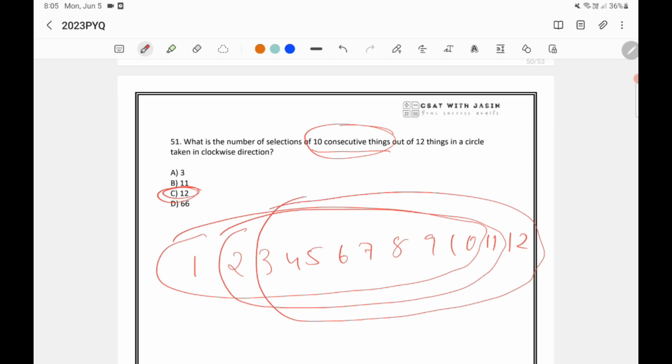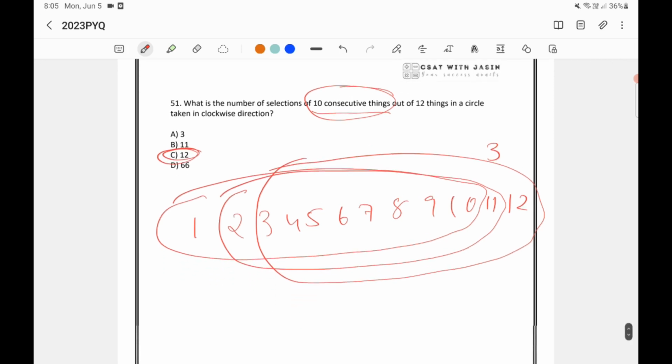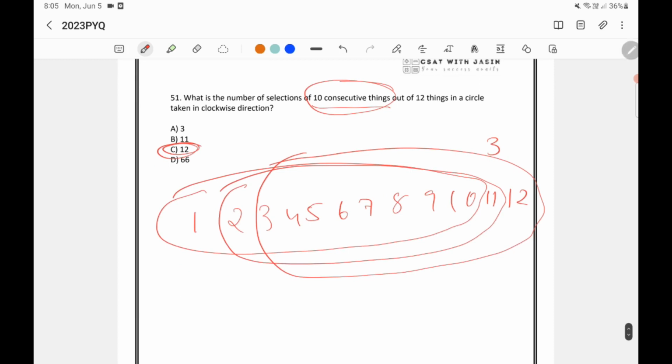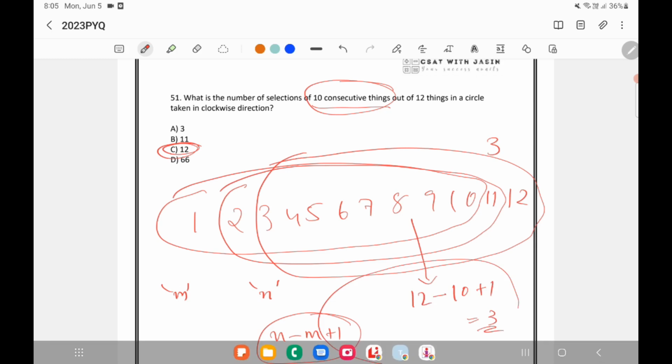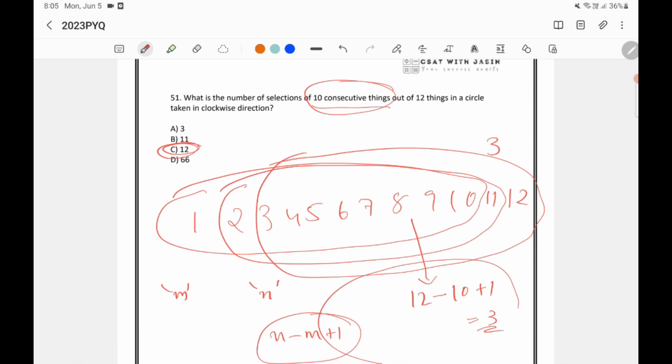Since earlier it was a circle, I could go on and on, but here it is in a row, so I have to stop here. So 3 was the right answer if the things were in a row, not in a circle. Here also there is a trick: if you want to select m consecutive things out of n things in a row, the answer is n minus m plus 1. In this case, it was 12 minus 10 plus 1, which is 3. In this way, you can tackle this question. If it's a circle, it's n itself. If it's a row, it is n minus m plus 1.